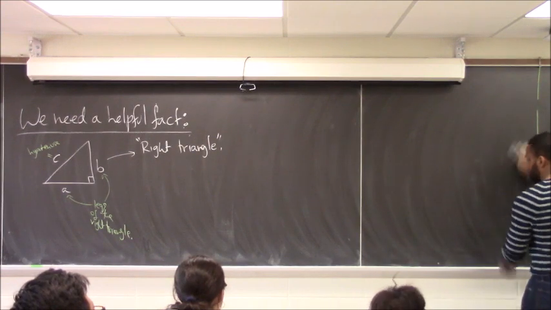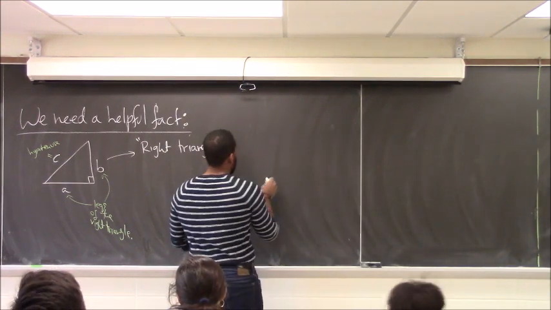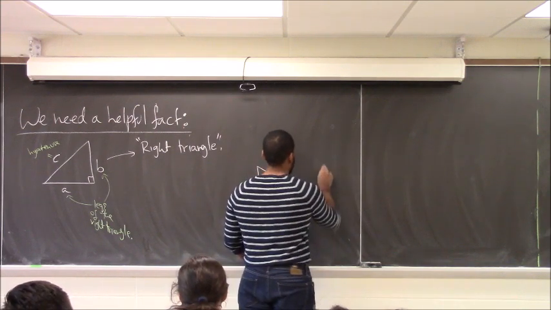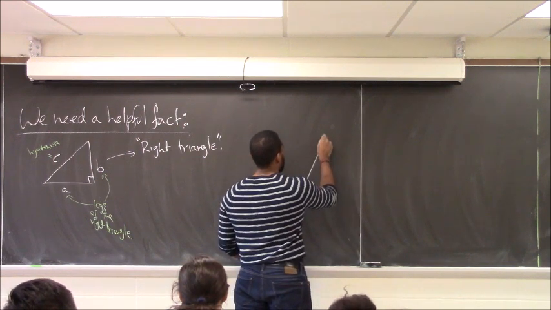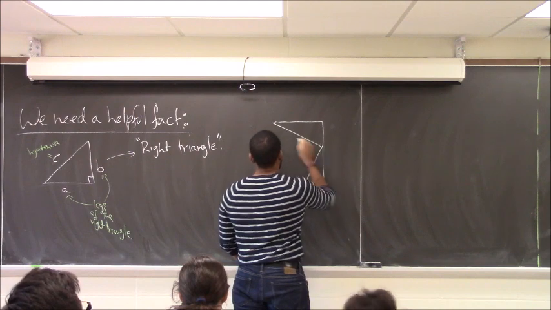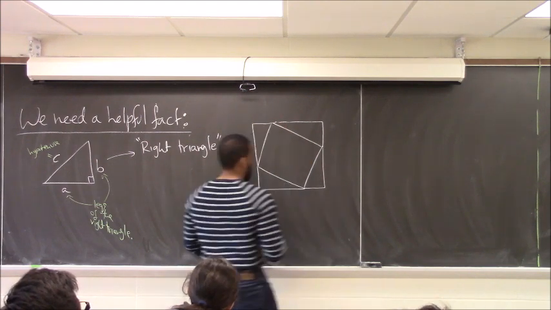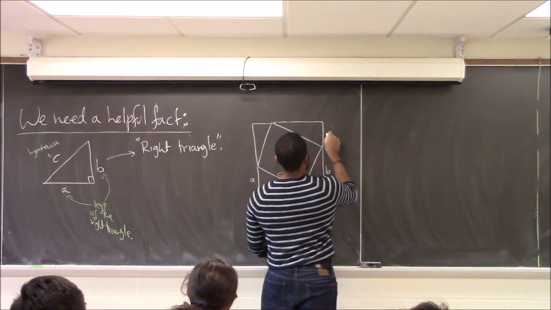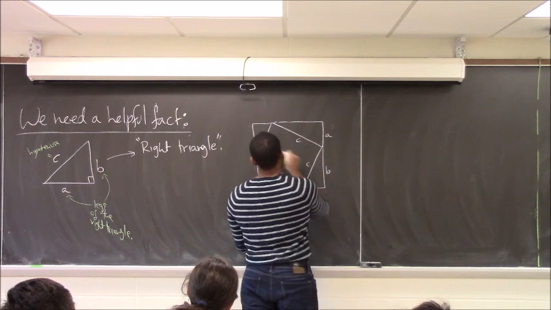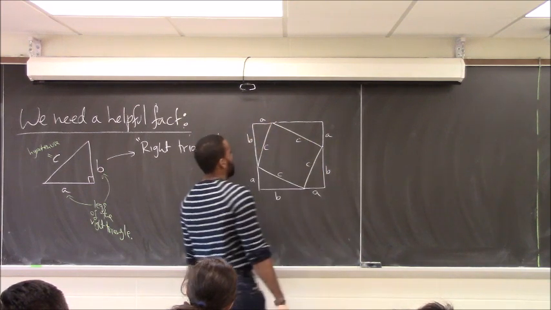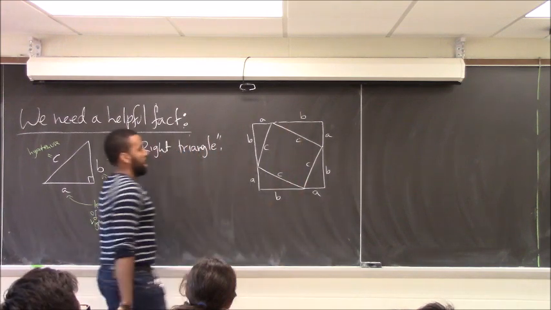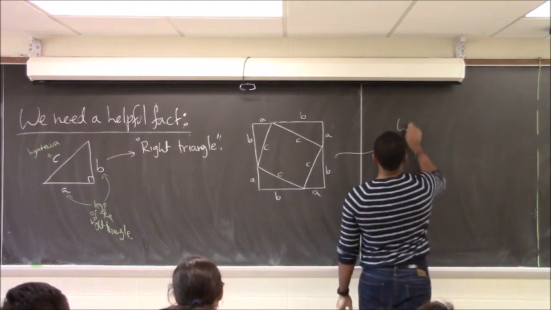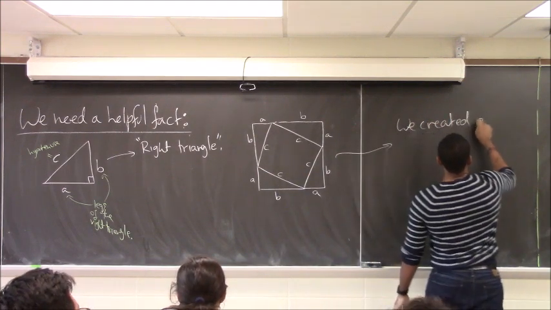To figure that out, we start thinking in pictures. Let's say I took 4 such right triangles, all the same, and arranged them like so. This is C, that's A, that's B, this is A, this is B, this is A, this is also C, this is C, this is C, this is A, this is B, and that's B. I can arrange the 4 triangles like this. Notice what I would have created: a square.